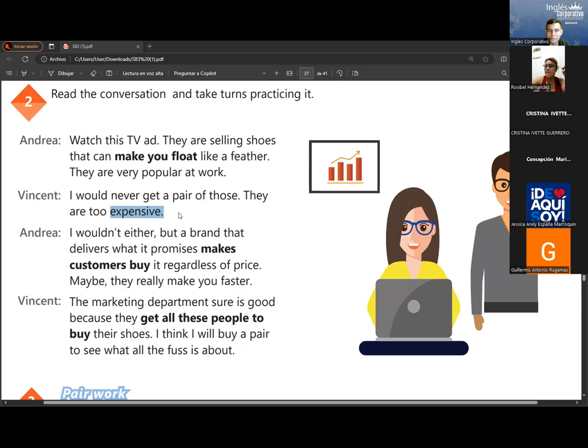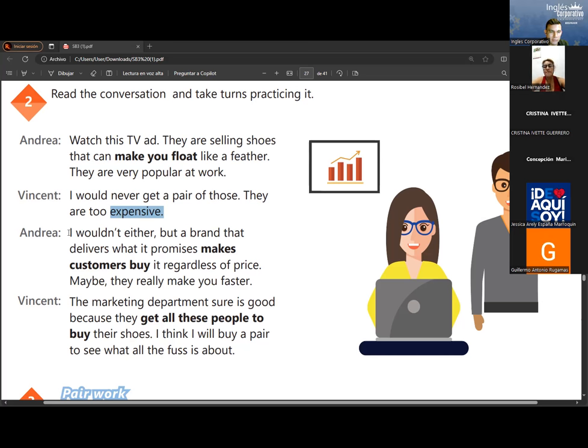Okay. One more time. I buy cheap shoes. Okay, cheap shoes. Ahora negativo. I don't buy expensive shoes. Okay, good. All right. Well, thank you.